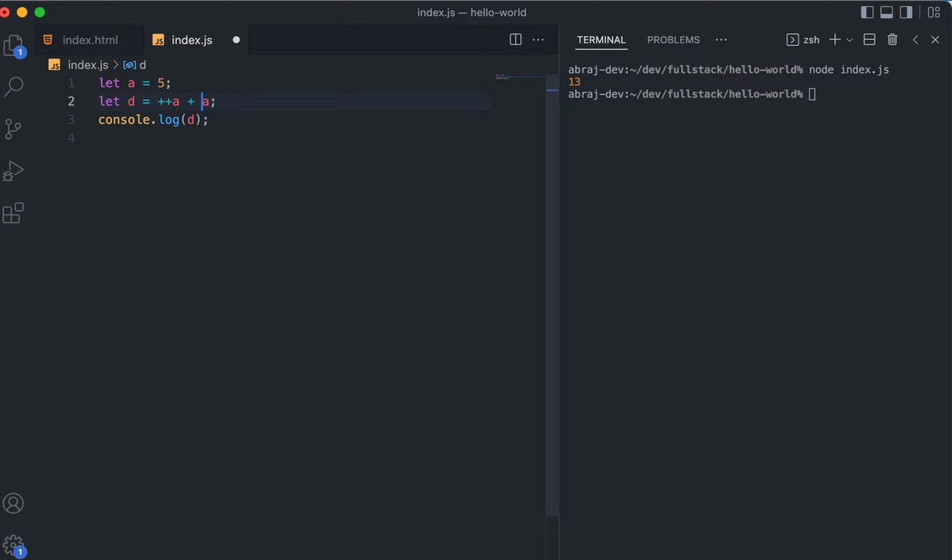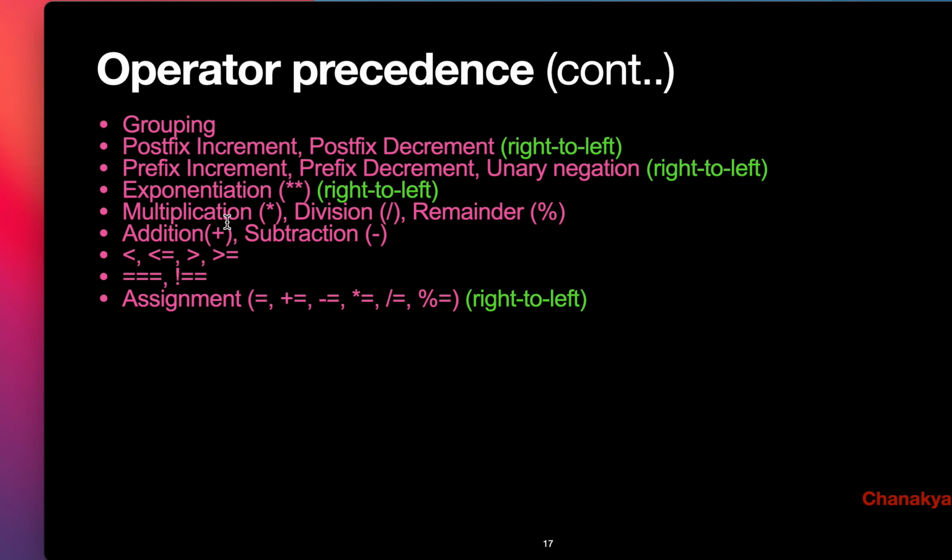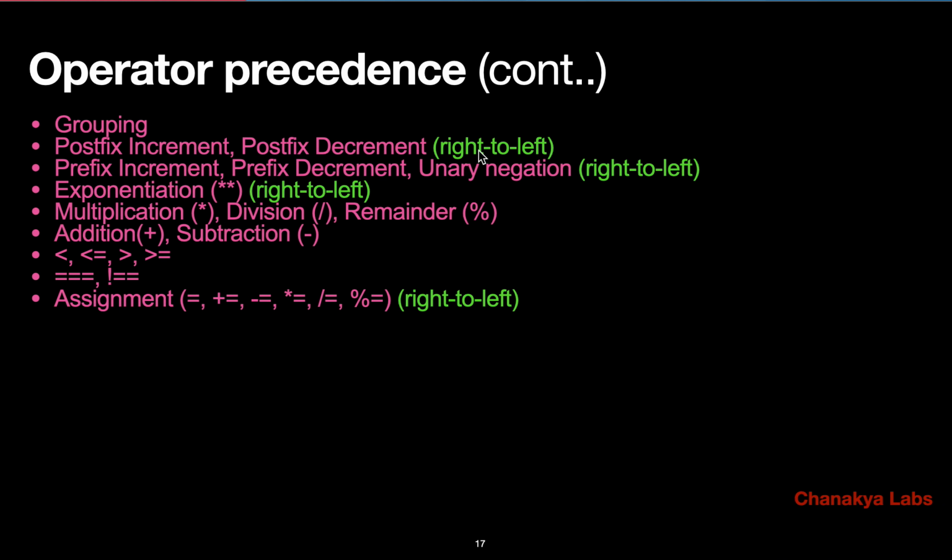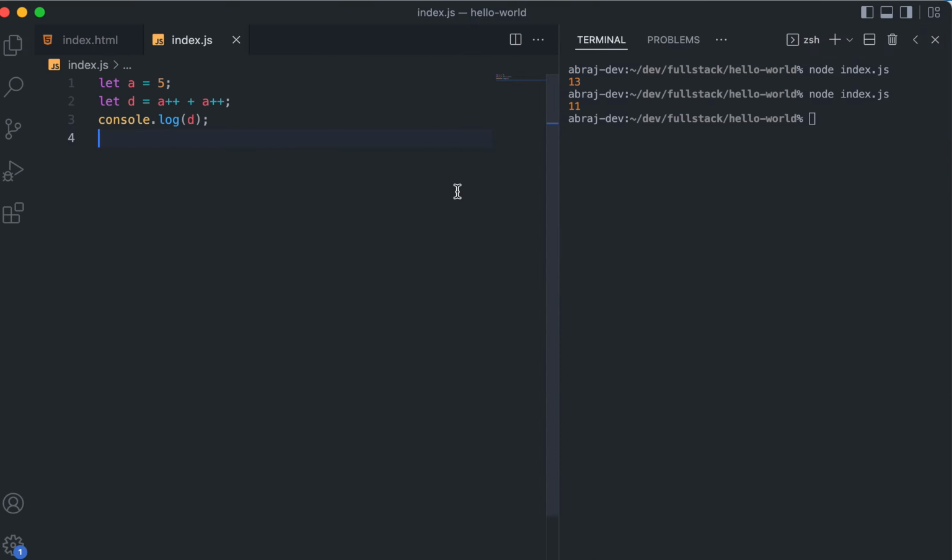In a similar fashion, if we do something like a plus plus, and here I also do a plus plus, then the answer is 11, but one is 5 and another is 6, right? That is fine, but which one is 6? Is this expression 6 or is this expression 6? So regarding that, this in bracket, what we are writing, that is right to left, which means that when there are multiple operators of the same kind, then there is a particular ordering in which they get executed.